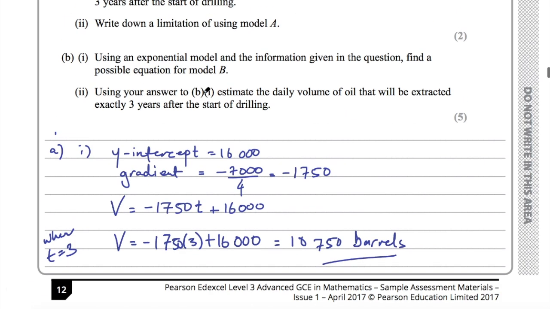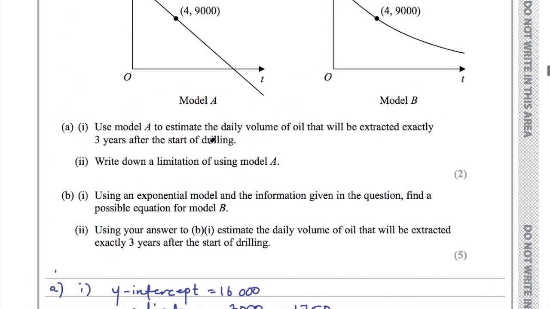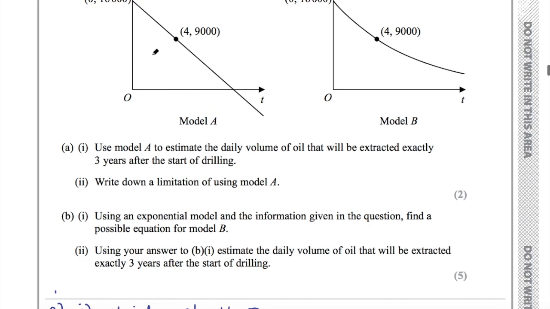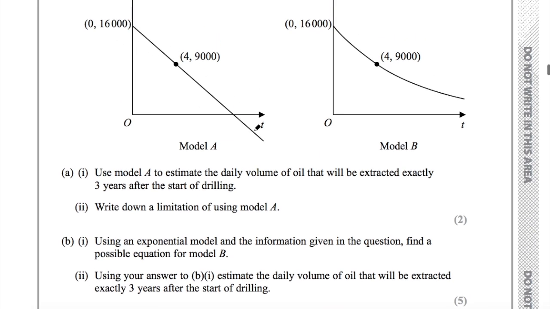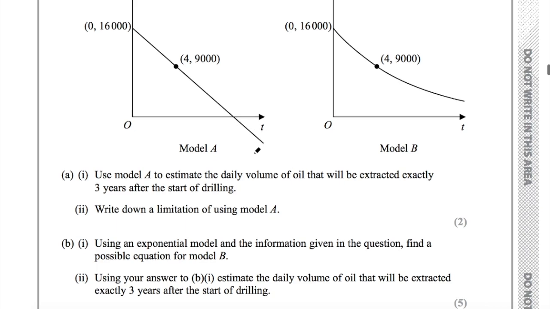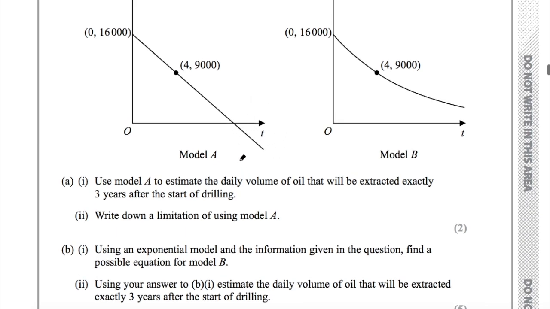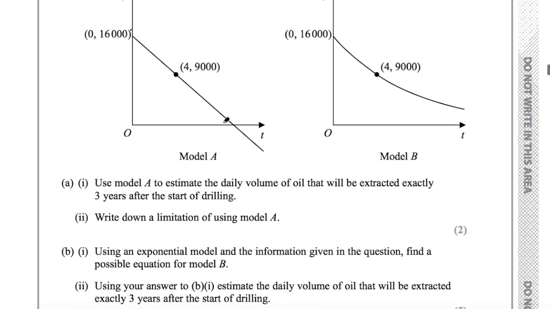Okay, and then part 2 asks for a limitation of this model. Well, a limitation is that it's a linear graph, so eventually it's going to go into the negative numbers, and you can't extract a negative amount of oil. So really this model is only good for a certain amount of time. Once it gets to this number of years, it won't be useful anymore.